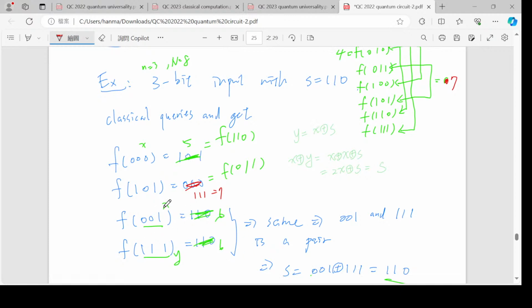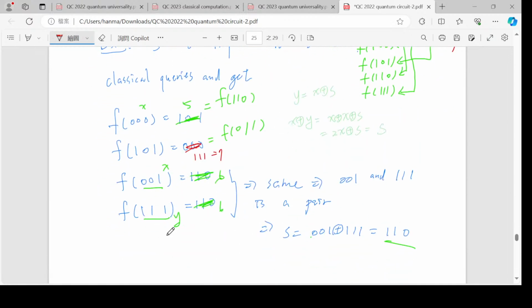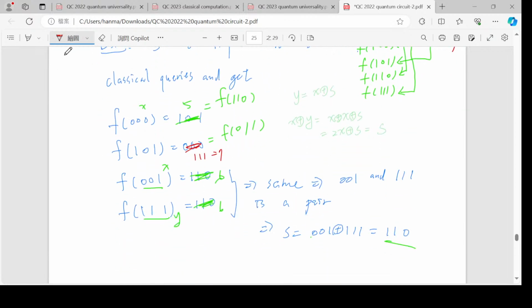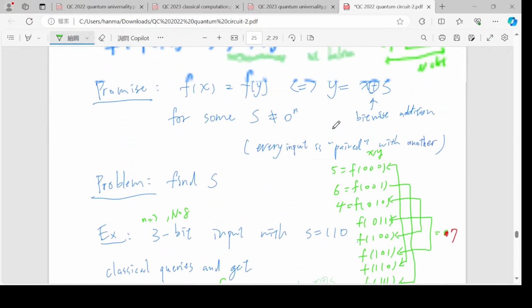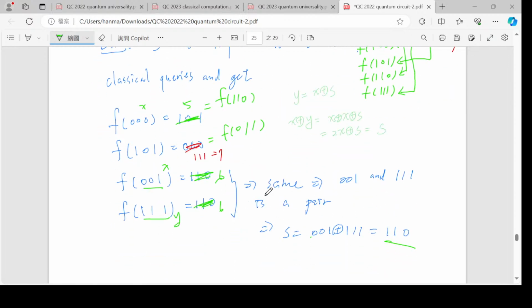Anyway, the thing we want to do here is find a collision, because if we find the collision, then we know x and y are related by this s, and we can find s by just computing x plus y. Let's do a small check. They are related to each other when y equals x plus s. So x plus y will be x plus x plus s, and that's twice x plus s. But twice x equals 0 because everything is mod 2, so that's just s. Okay? So yeah, we want to find a collision.